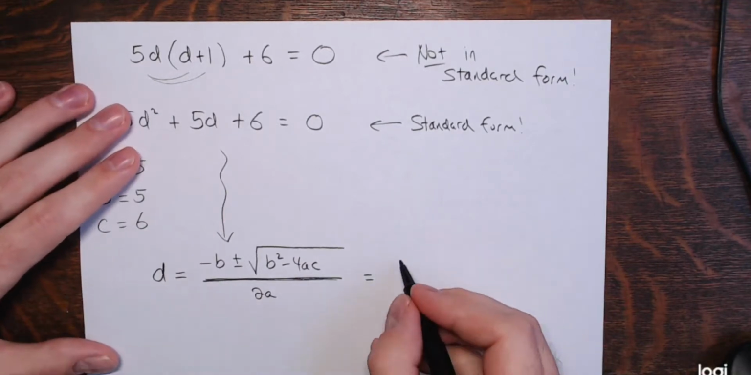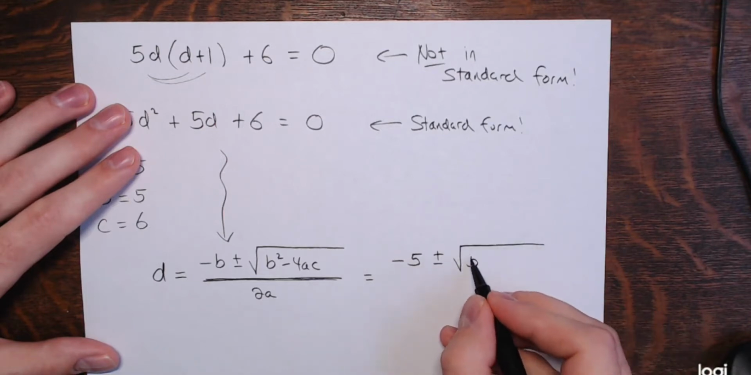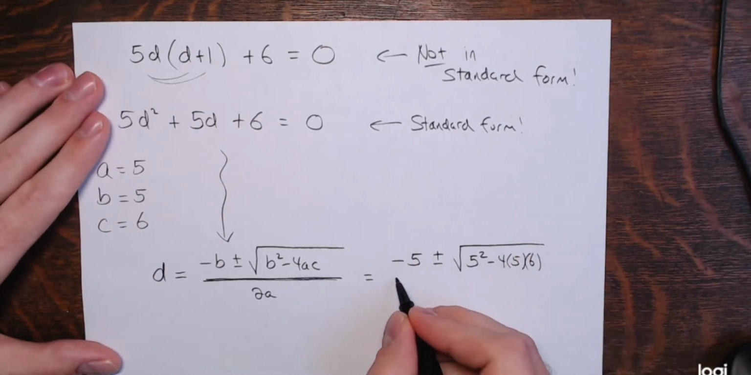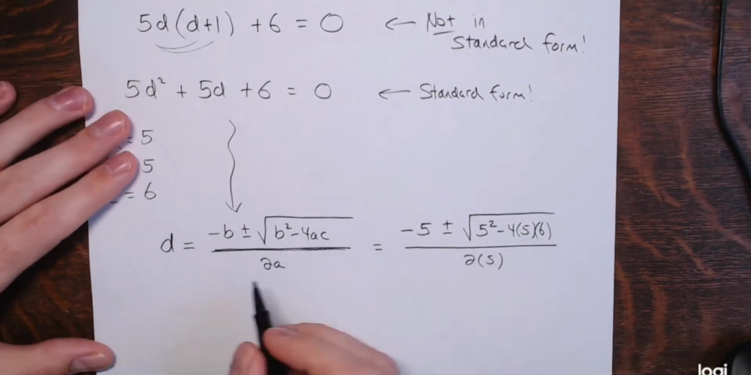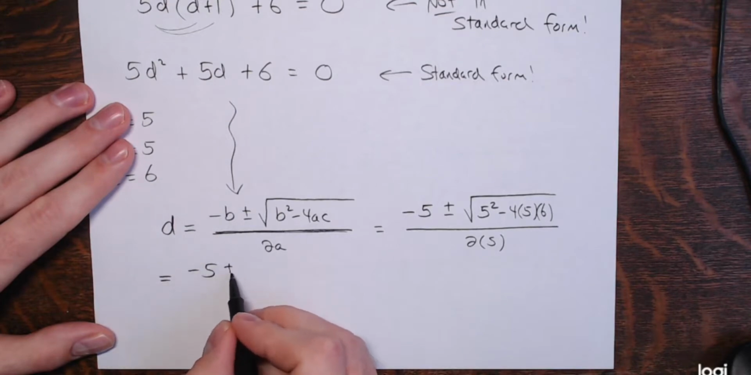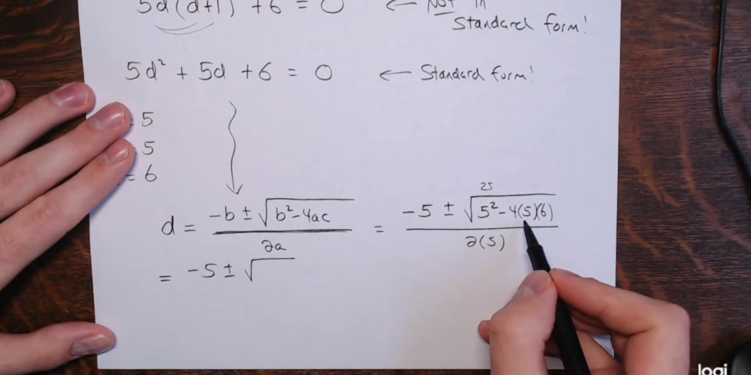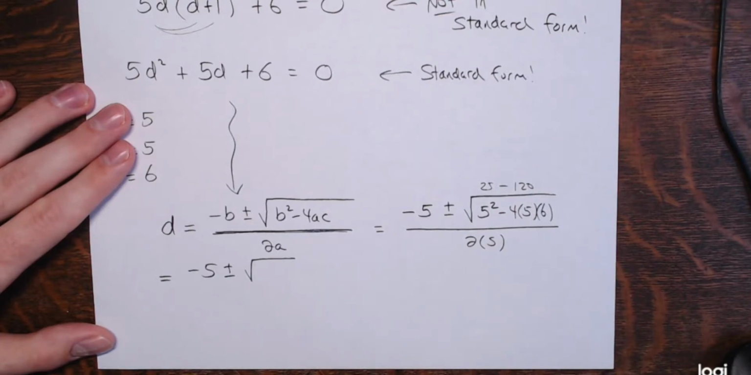So we have negative 5 plus or minus the square root of 5 squared minus 4 times 5 times 6, all this divided by 2 times 5. Now simplify. It's negative 5 plus or minus the square root. Now this is 25 minus 120. So that's a negative number. So these solutions are going to have some imaginary numbers, an imaginary number in it, the square root of a negative. This is negative 95.